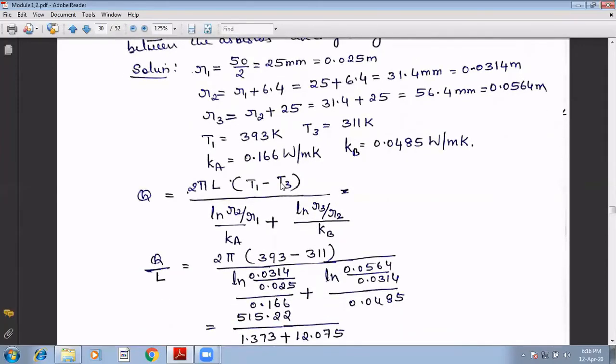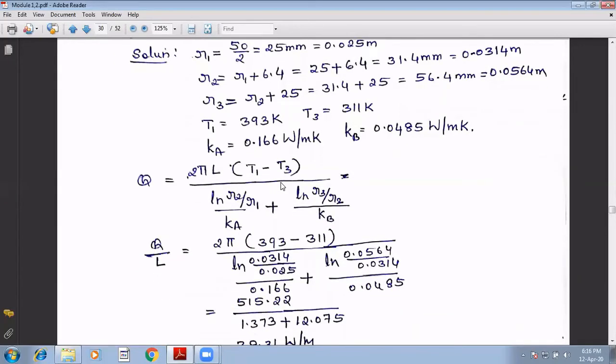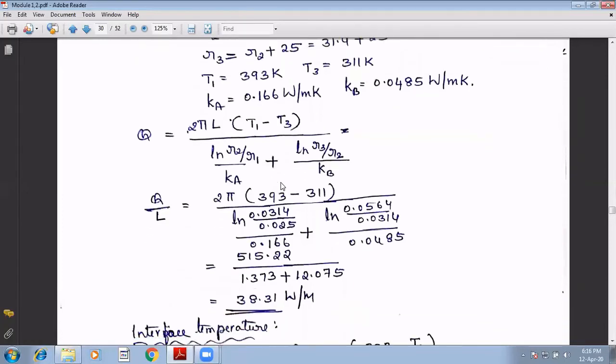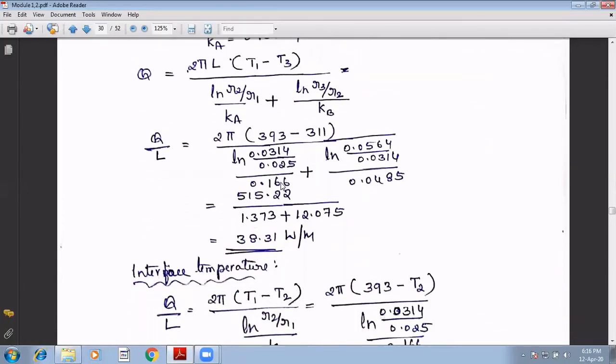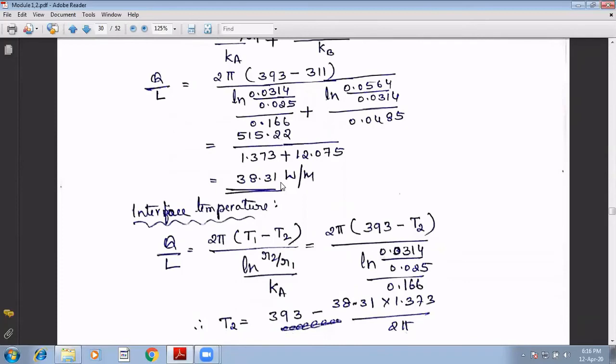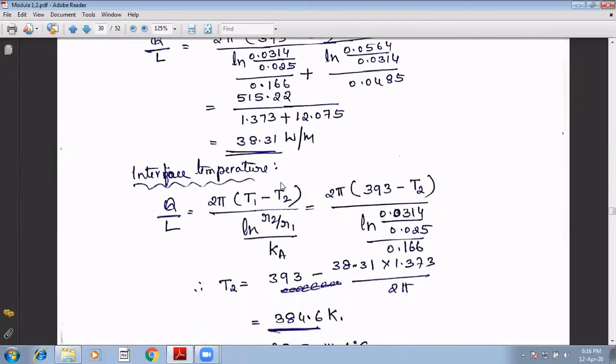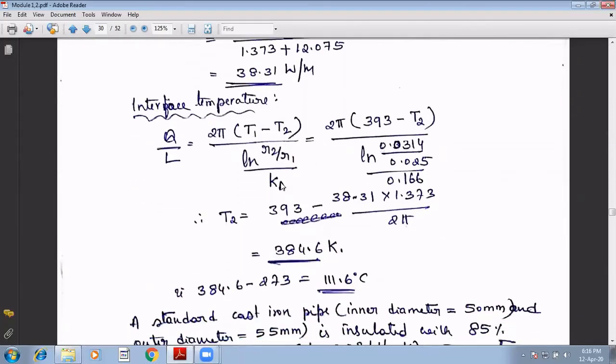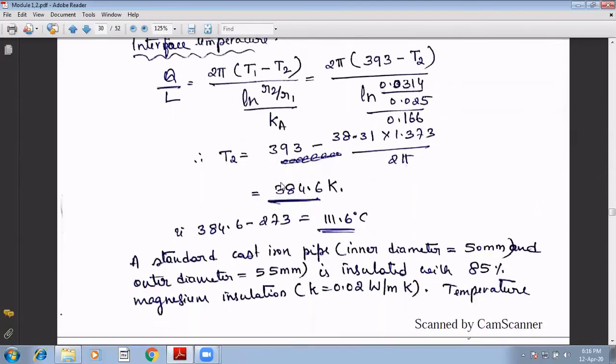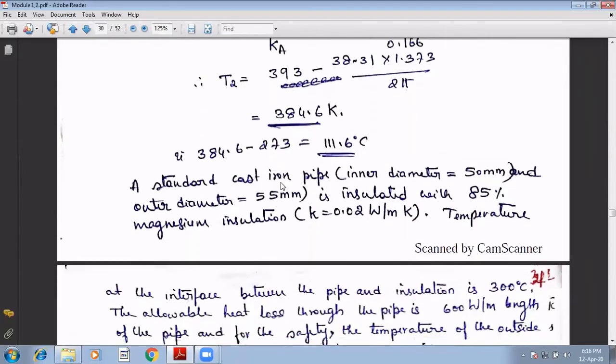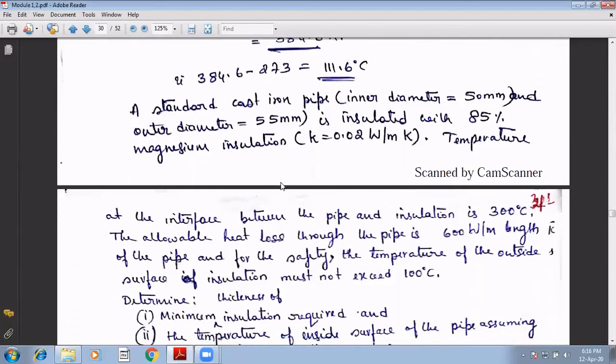He has asked for heat transfer per unit length. This is a very simple problem. I think you can do that. At the same time, he has asked for interface temperatures. It is similar to what we have done for the previous problem.